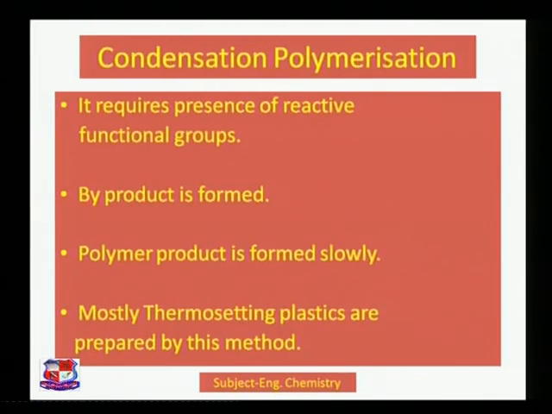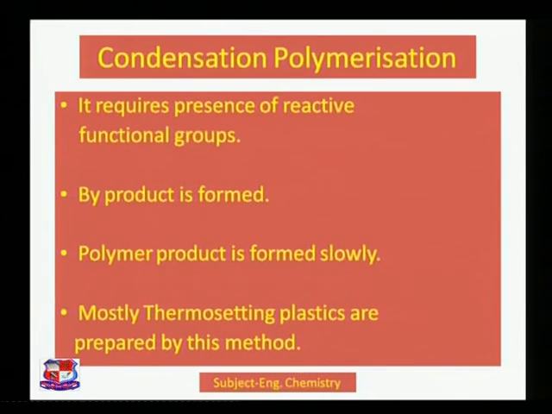Let us move ahead to condensation polymerization, that is the second type. Now what is this condensation polymerization? Look here, it requires the presence of reactive functional groups. So what does it specify? The functional group detail that I gave at the start of the session indicates that we need to have two reactive functional groups present in our monomer. Only then can we carry out this condensation polymerization reaction.